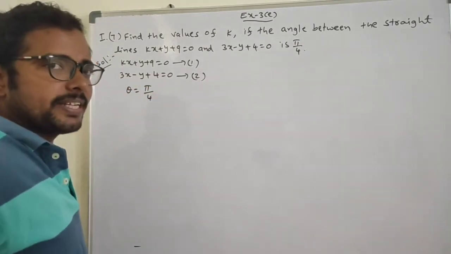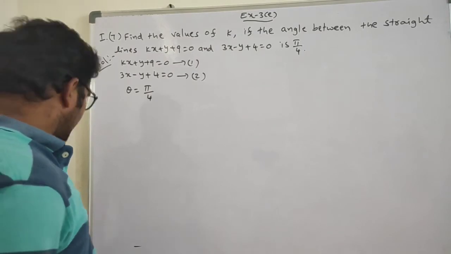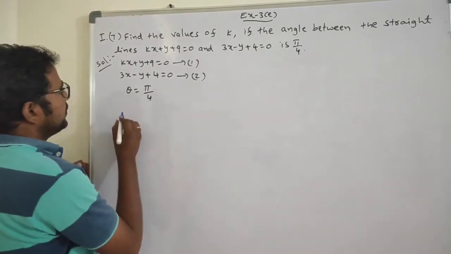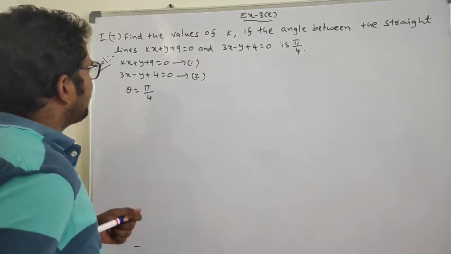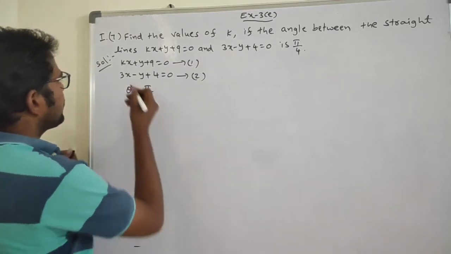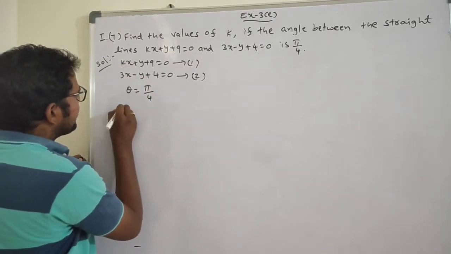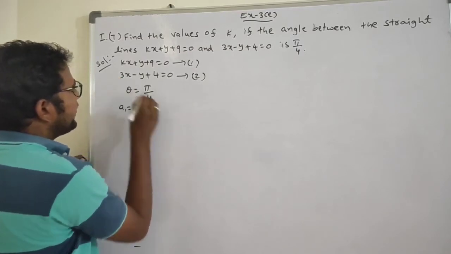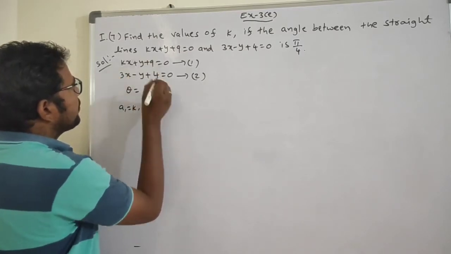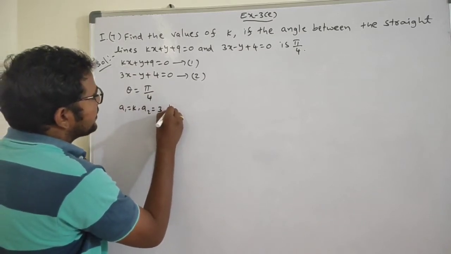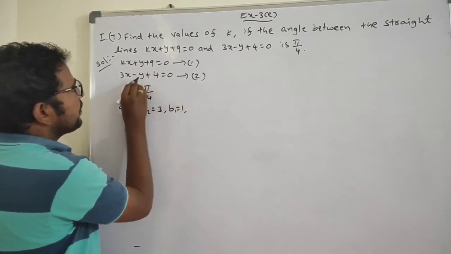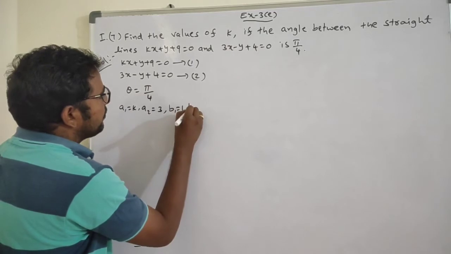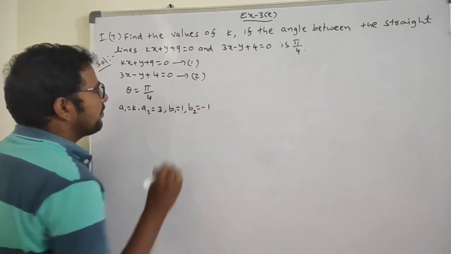Now take cos theta. Write the formula. Cos theta is equals to. So first write what is a1 value from first equation. A1 is equals to k. A2 is equals to 3 from second equation. B1 is equals to y coefficient, B1 is equals to 1. B2 is equals to y coefficient minus 1. B2 is equals to minus 1.